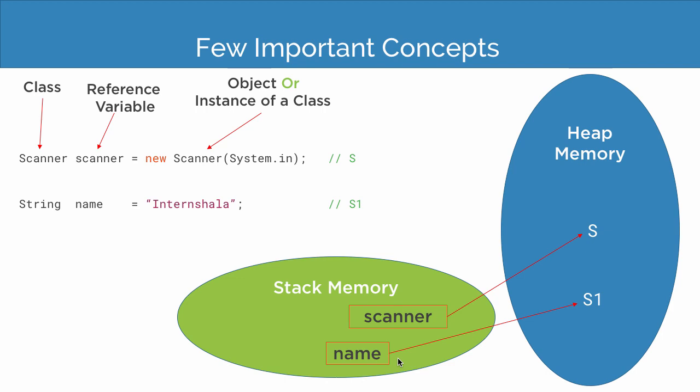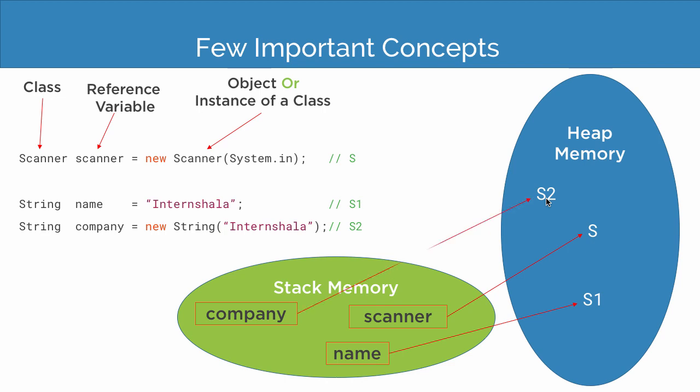And there is another way to create a string in Java which we have not explored yet. That is String company. Let us assume the variable name as company equal to new String and pass the value as Internshala. Now here this company is the reference variable to be created within the stack memory. And afterwards we have new String("Internshala"). Let us call it S2, which will be created within the heap memory. So as per the rule, the company will now point to the S2 object.